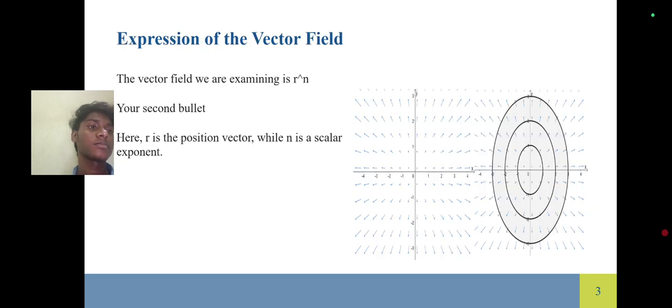Expression of the vector field. The vector field we are considering is r power n times r, where r is the position vector and n is a scalar component.